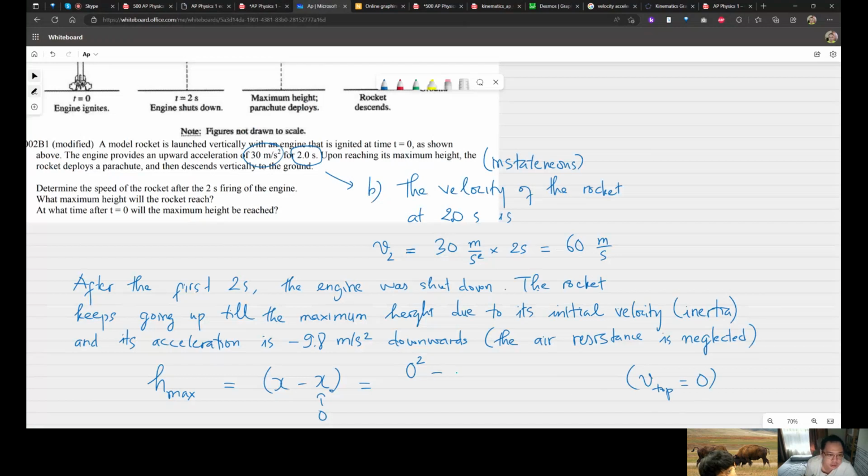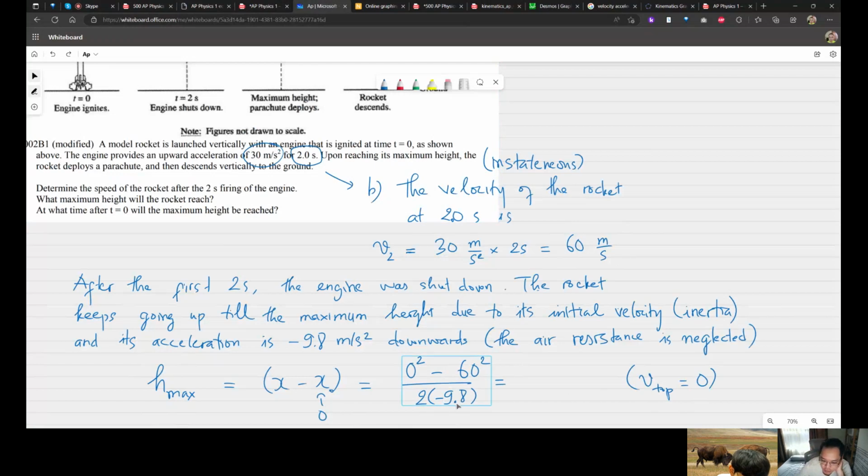Minus the initial velocity, which is 60 here, squared over 2 times the acceleration, minus 9.8. So you see that minus divided by minus is a positive number now, the height. You can take 10 here.